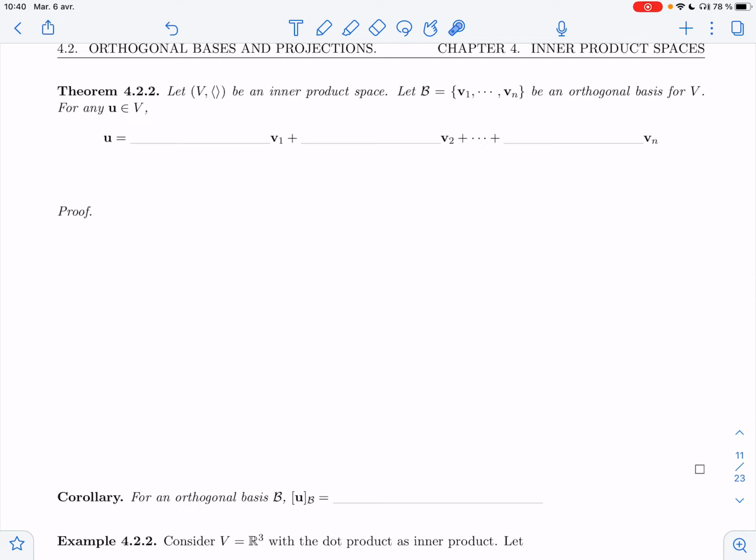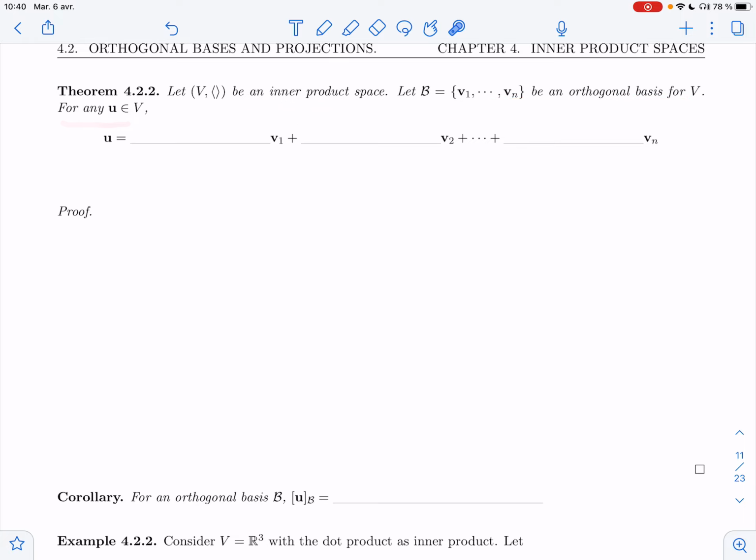In the last video, we talked about orthogonal bases. We're going to start to look at why they're important, and we'll prove in this video Theorem 4.2.2. Let V be an inner product space. Let B be an orthogonal basis for V.